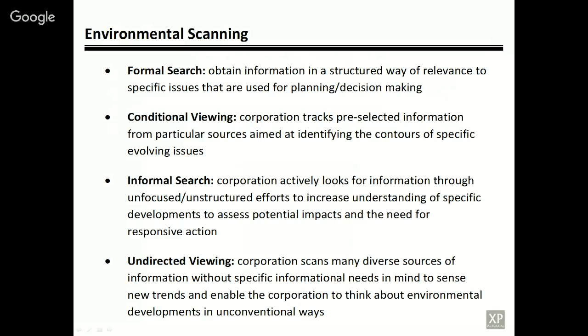The next two are informal search and undirected viewing. With an informal search, you look through information in an unstructured manner. The aim is to increase your understanding of developments and identify anything that might require action or attention. Undirected viewing consists of scanning many different sources of information without any specific need in mind. It helps to sense new trends and develops unconventional thinking.